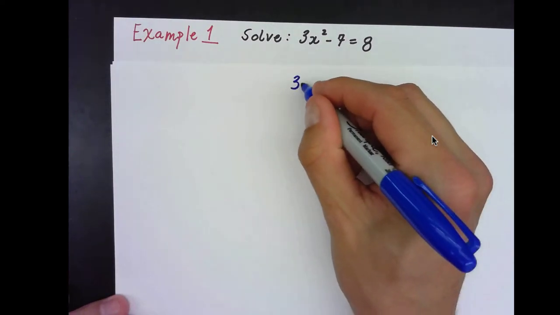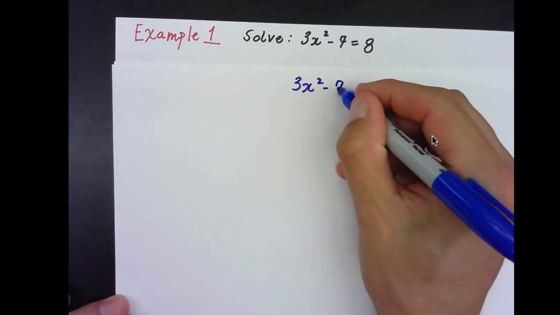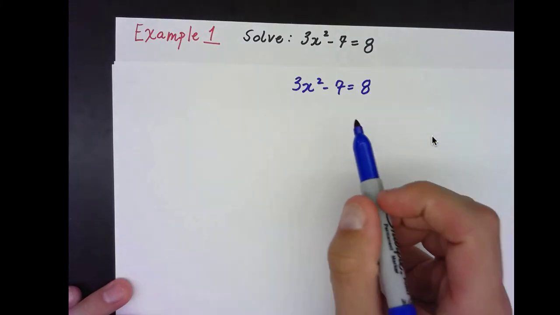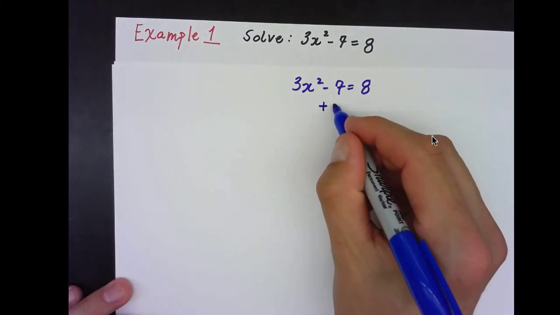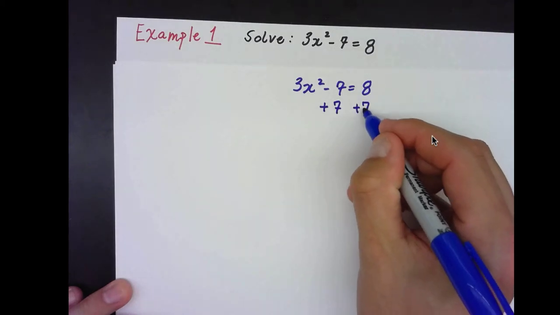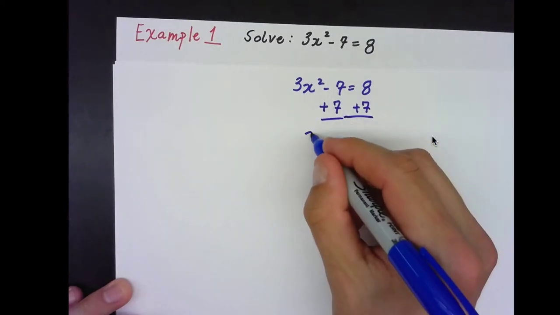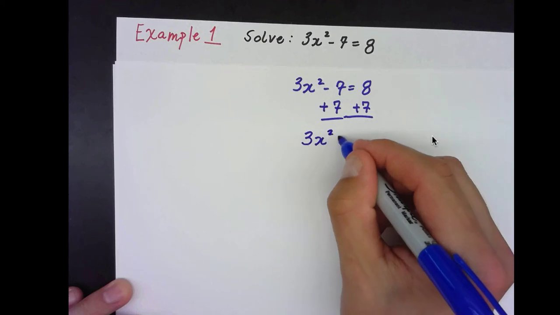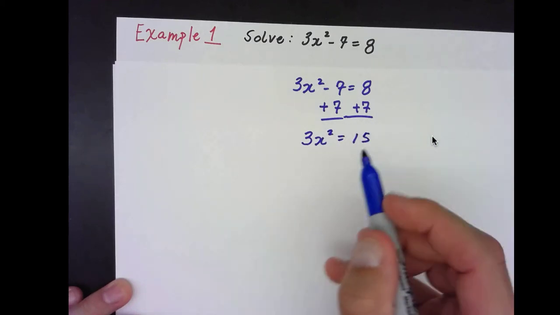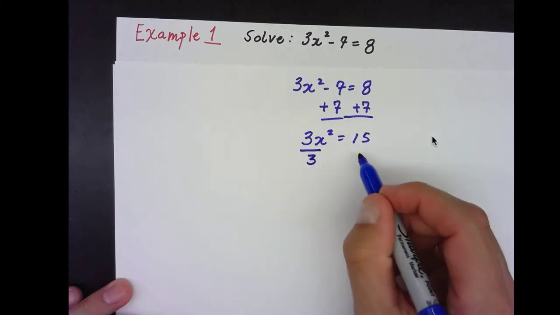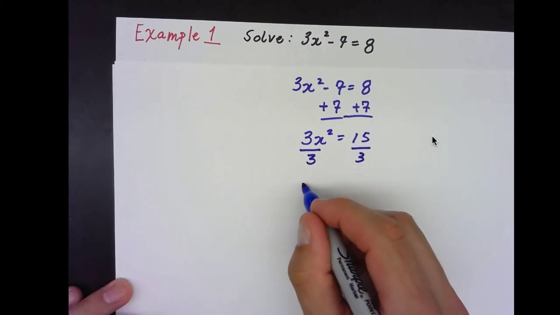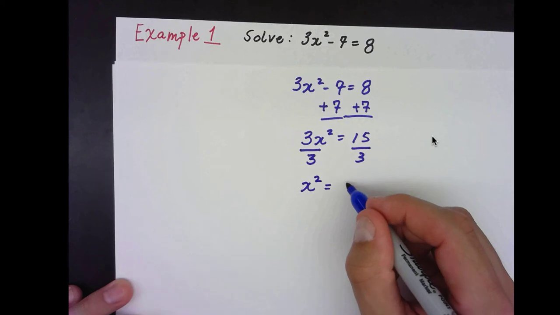So I'm just going to rewrite 3x squared minus 7 equals 8. The whole goal is to get x by itself. So I've got some other things going on here. I'm going to add 7 to both sides. It's an equation, so we have to keep it balanced. So I'm left with 3x squared equals 15. Well, that's multiplication, so I have to move the 3 over now. So I'm going to divide each side by 3. And so now I'm left with x squared equals 5.